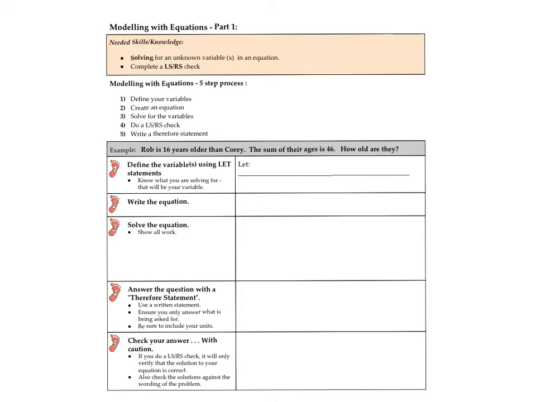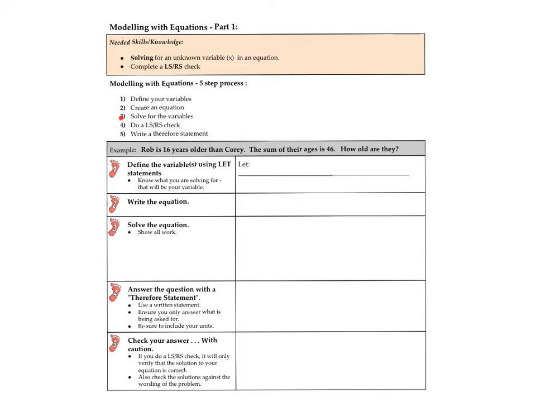Let's look at this lesson where we are now going to look at word problems which will have to be solved by using the five-step process. So in this five-step process, I'm just going to quickly go over what is needed. So first of all, you must define your variables. Then you will create your equation. And then using your equation, you will solve for the variables.